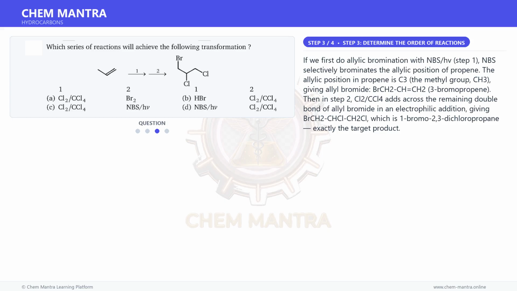If we first do allylic bromination with NBS, hv, step 1, NBS selectively brominates the allylic position of propene. The allylic position in propene is C3, the methyl group, CH3, giving allyl bromide, BrCH2-CH=CH2, 3-bromopropene. Then in step 2, Cl2 in CCl4 adds across the remaining double bond of allyl bromide in an electrophilic addition, giving BrCH2-CHCl-CH2Cl, which is 1-bromo-2,3-dichloropropane, exactly the target product.